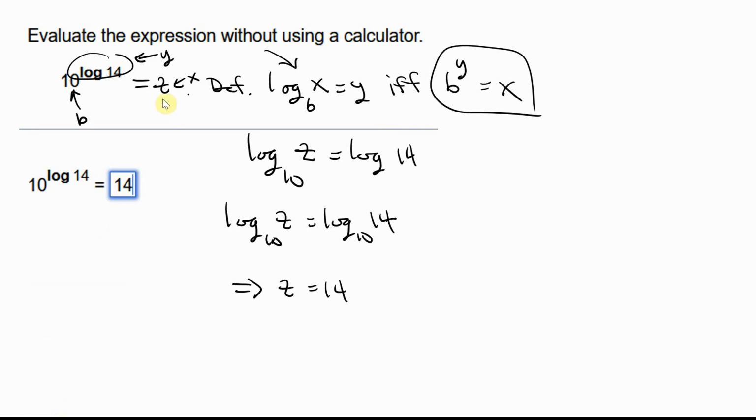Come on, highlighter, don't fail me now. Okay.